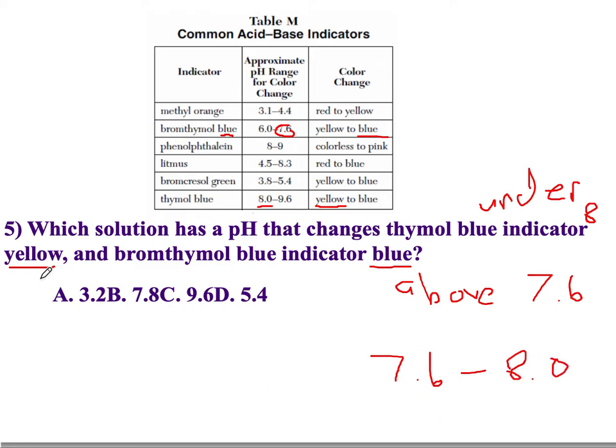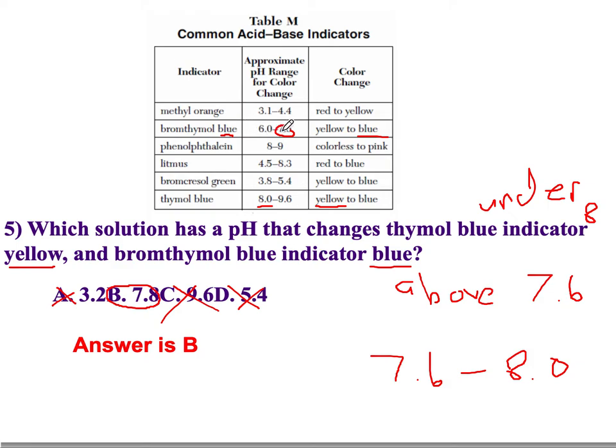So if we go through our choices, 3.2, is that between? Nope. 7.8, yes it is. Let's check the rest of them though. C, 9.6, that's above the 8, so that's not good. And 5.4 is below the 7.6, so that's not good. So our answer is B, 7.8. So again, we just looked at each individual indicator and saw when they would be the color listed, and it has to be somewhere in between those two.